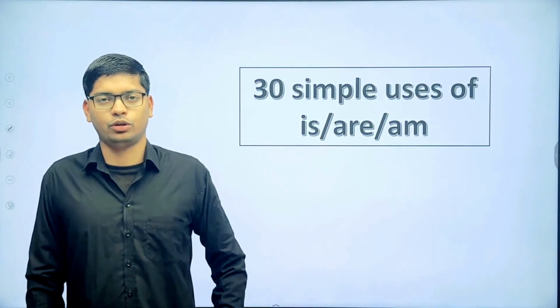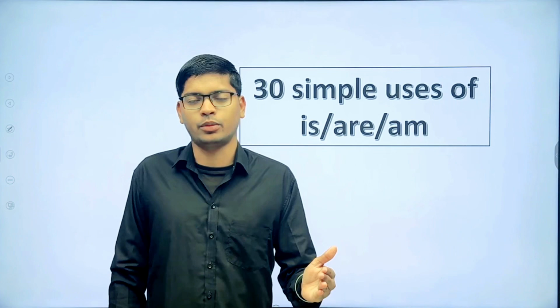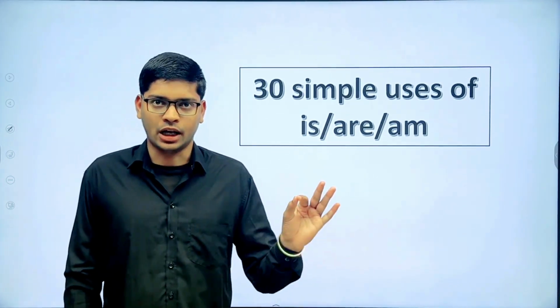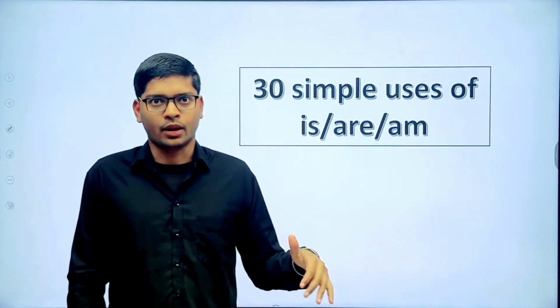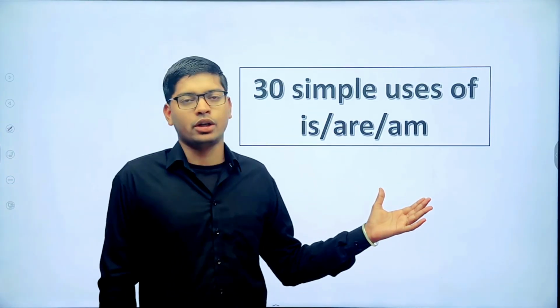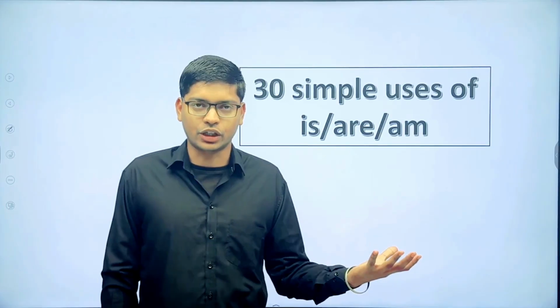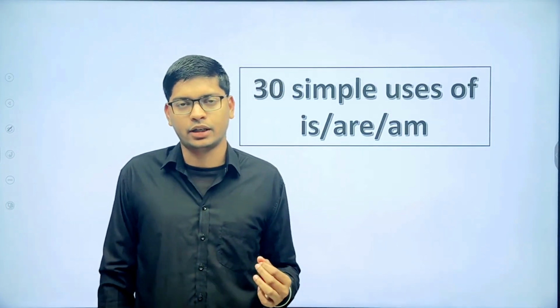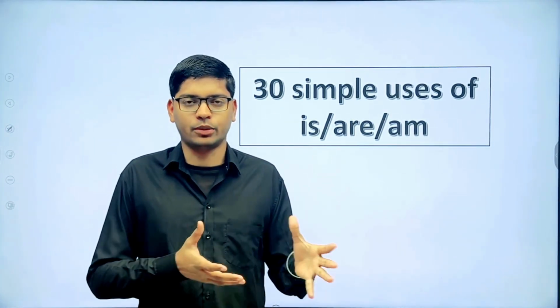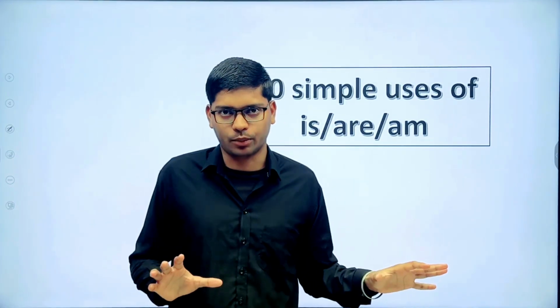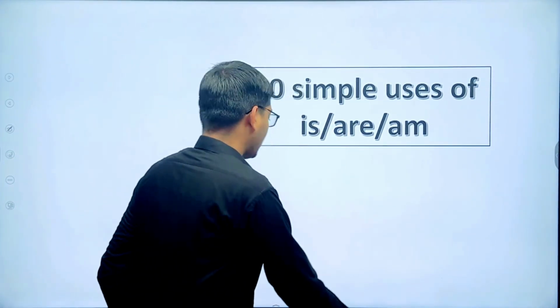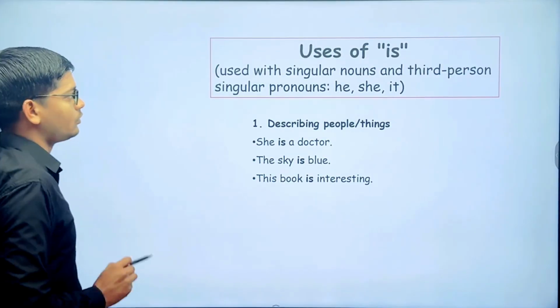So guys, first of all, you know about is, am, are. They are present continuous tense helping verbs. But you can also use is, am, are alone, or with a continuous form like the ing form. But in this video I will share with you the complete uses of is, am, are. So here is our first use of is.